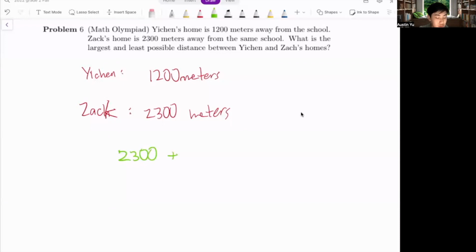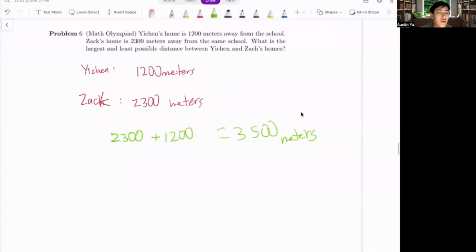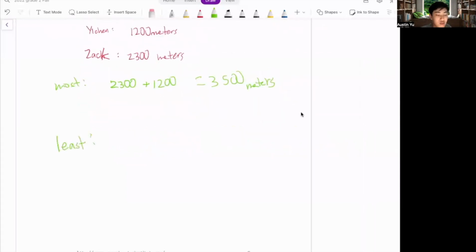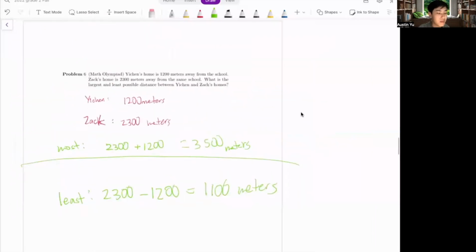2,300 plus 1,200 is just 3,500 meters. And this accounts for Yichen's home to school and to Zach's home. And the least one would be just to subtract them, of course. 2,300 minus 1,200 equals 1,100 meters. And that would be the least amount. And that is problem 6.